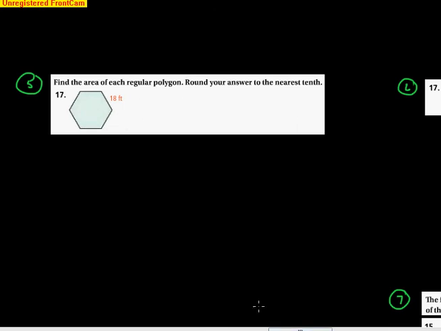Here we go. Find the area of the regular polygon, round to the nearest tenth. This is a hexagon, and a hexagon means you have 6 sides. The area formula for a regular polygon, area equals 1/2 AP. Remember that P is N times S, right? So in this picture here, this 18 feet could also go right down here. I'm going to put it right here.